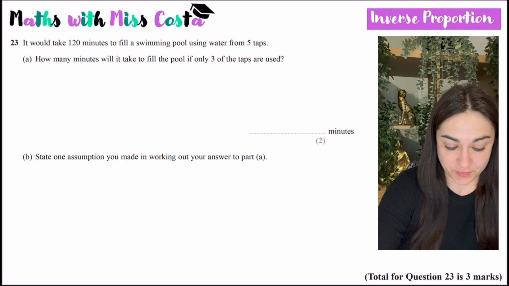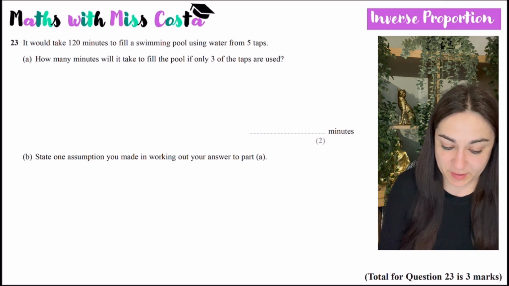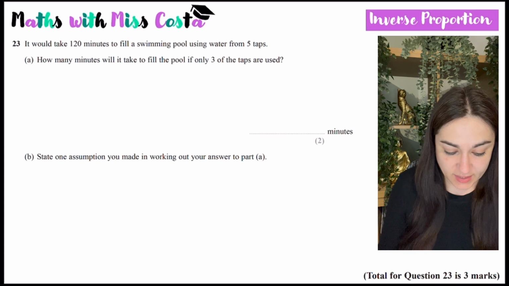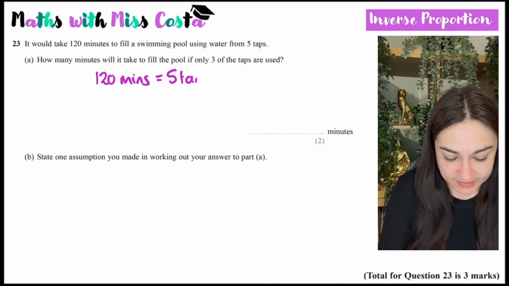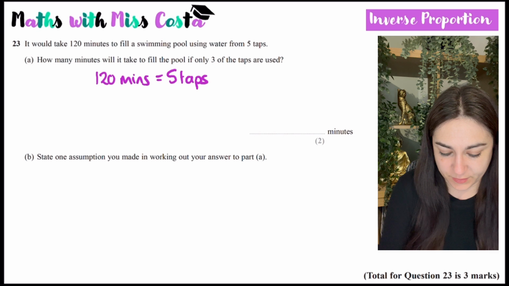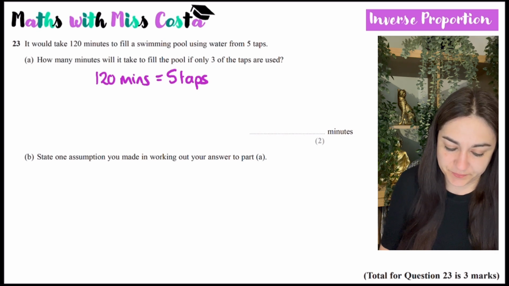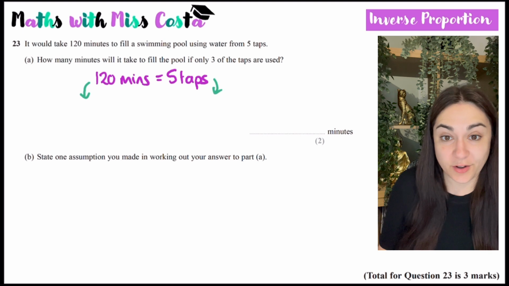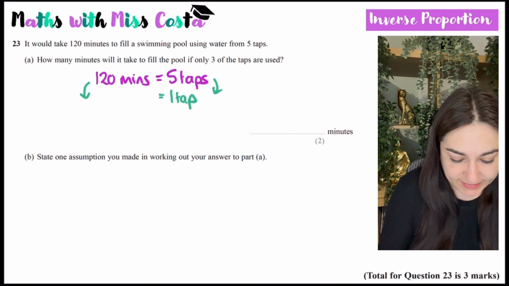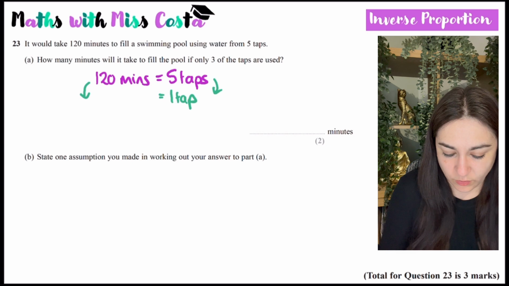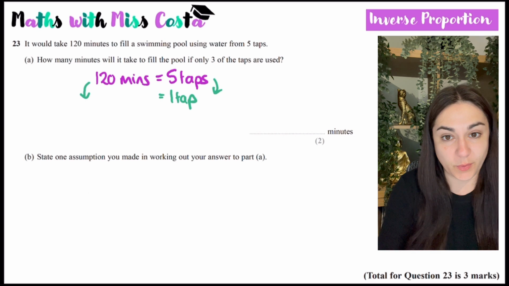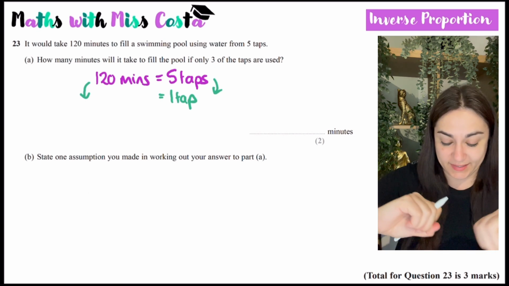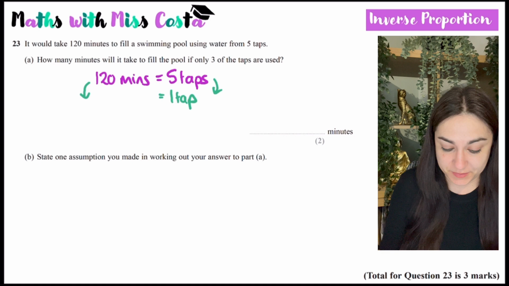Okay, so in this question, I'm told that it would take 120 minutes to fill a swimming pool using water from 5 taps. And I'm being asked how many minutes it would take to fill the pool if only 3 of the taps are used. So 120 minutes is how long it takes for 5 taps to fill a swimming pool. So what I want to do is think to myself, okay, so it takes 120 minutes for 5 taps to fill it. So I'm going to see if I can work out how long it would take for 1 tap to fill it. So 5 taps, it's obviously going to get filled a lot quicker because there's more water coming in at the same time. So this is an inverse proportion question.